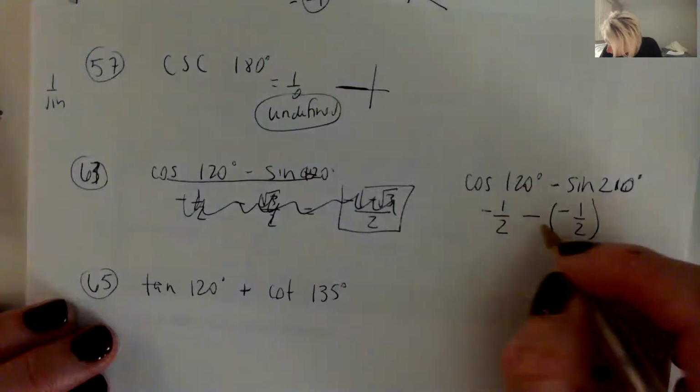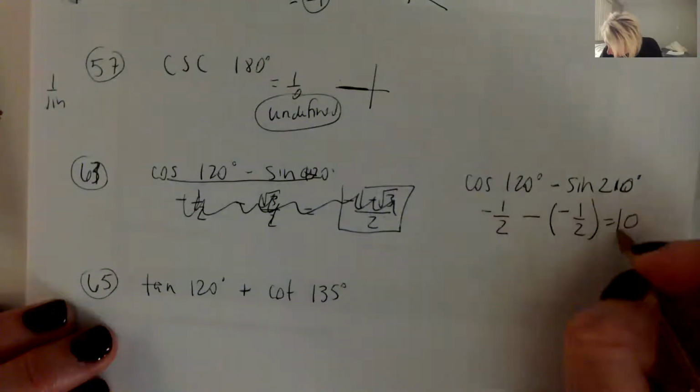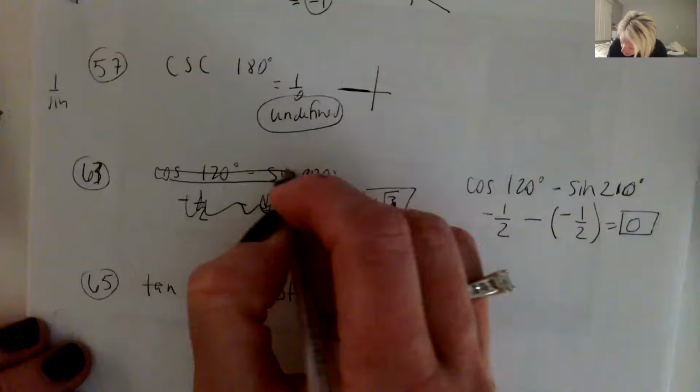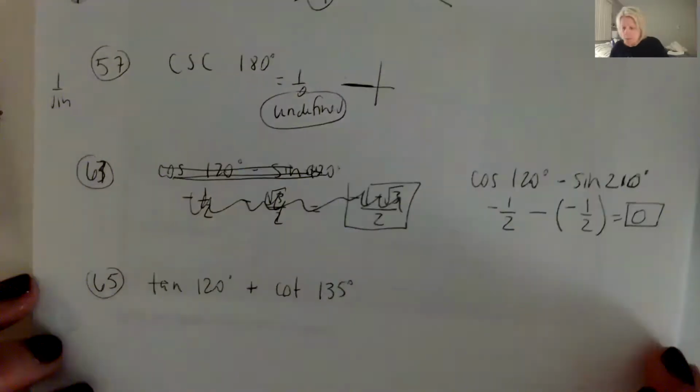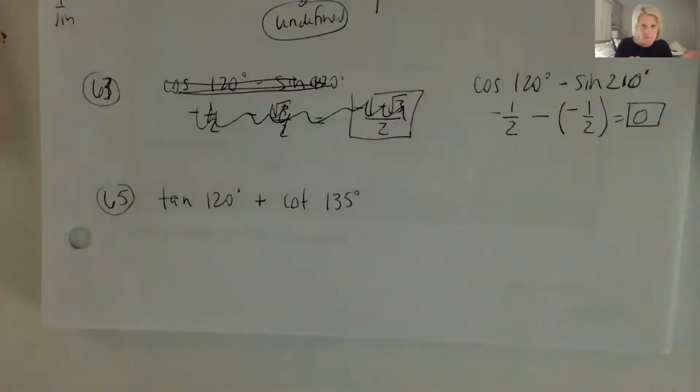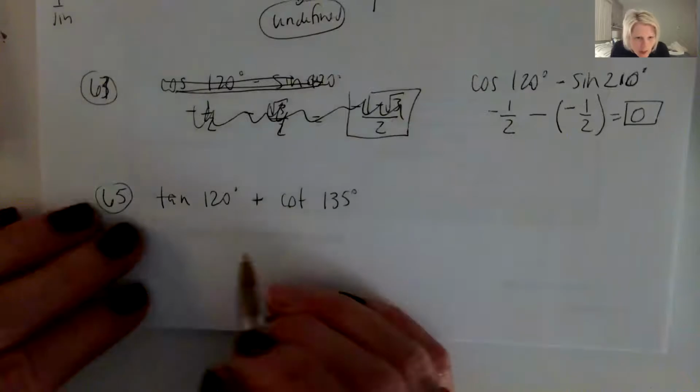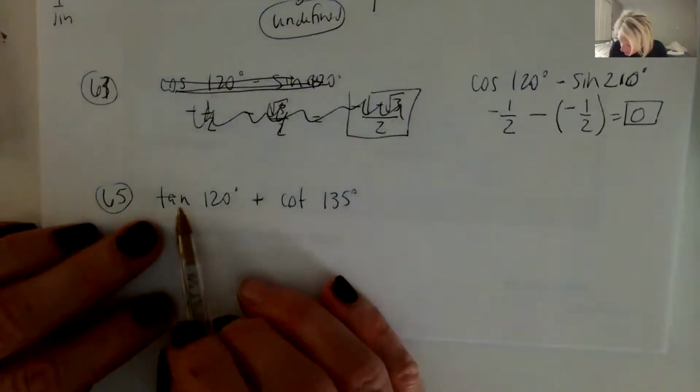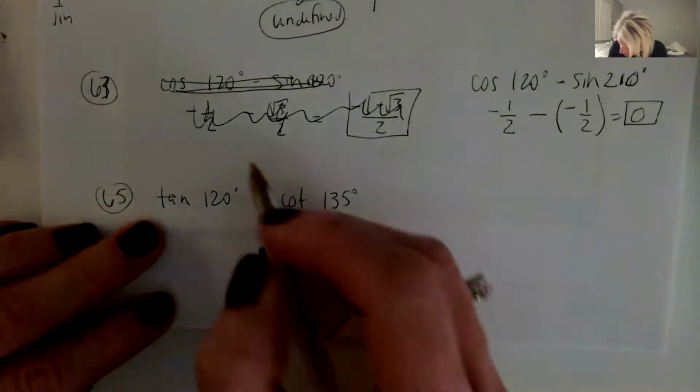So negative 1/2 plus 1/2 is 0. It didn't look right that I wrote that down. 65. That's what happens when my contacts are not in and my glasses are not working well. So 65, we have tangent of 120 plus the cotangent of 135.